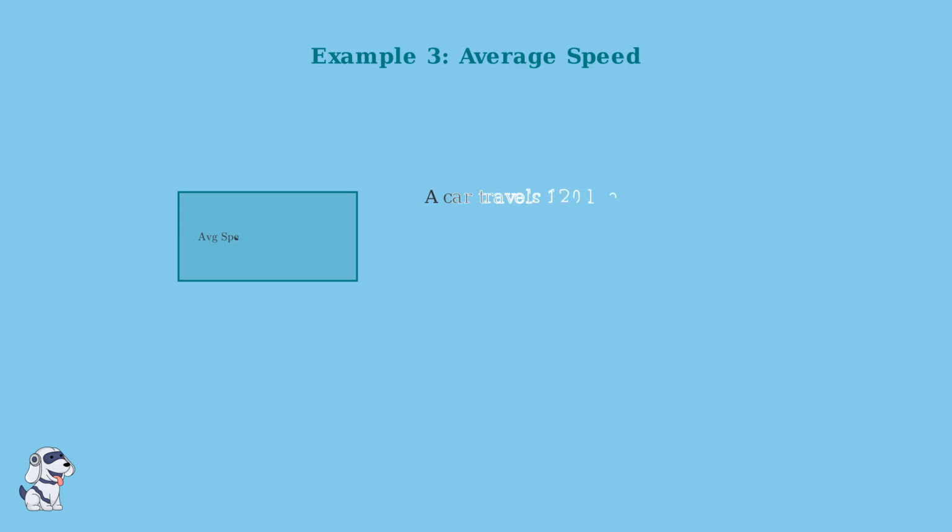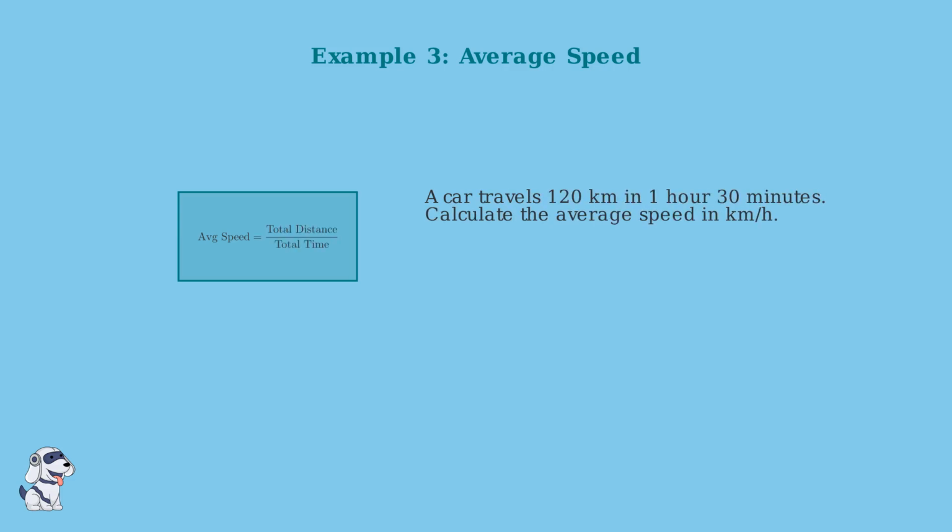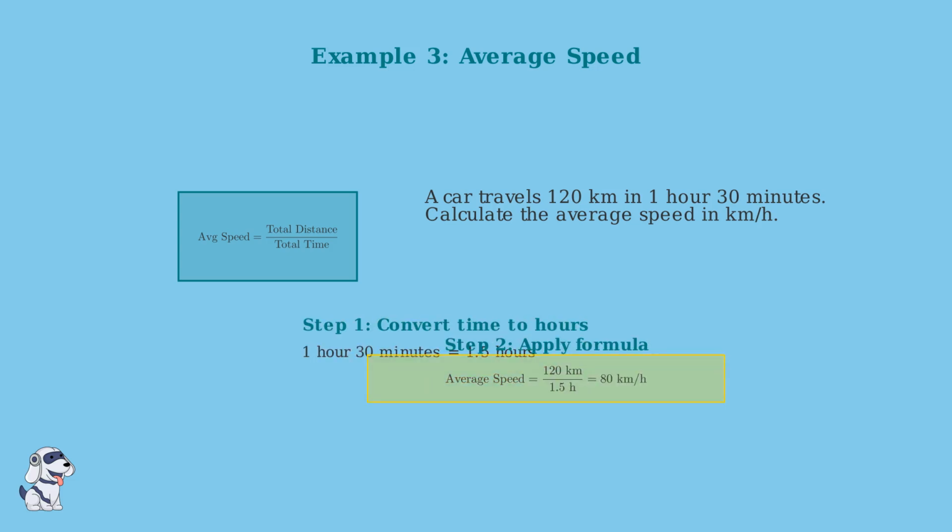Let's work through one more example using the average speed formula. This will help you understand compound measures and unit conversions. First, we need to convert the time to the same units. 1 hour 30 minutes equals 1.5 hours. Then we apply the average speed formula.